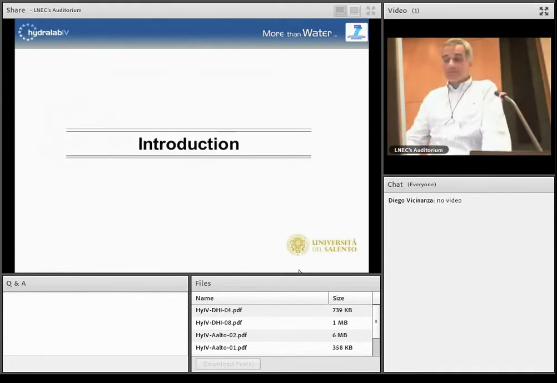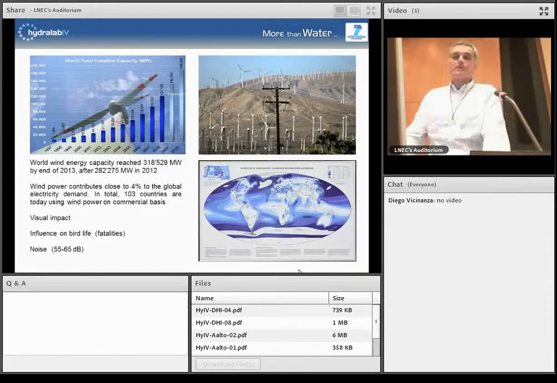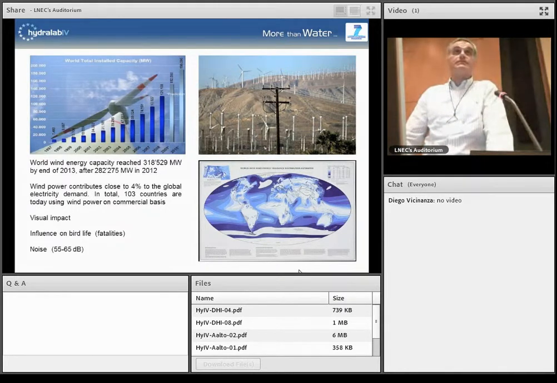But there are some problems. The environmentalists claim that there is a strong visual impact and also an influence on bird life, causing some fatalities. And moreover, there is some noise, so you cannot have your house close to a structure of this type.